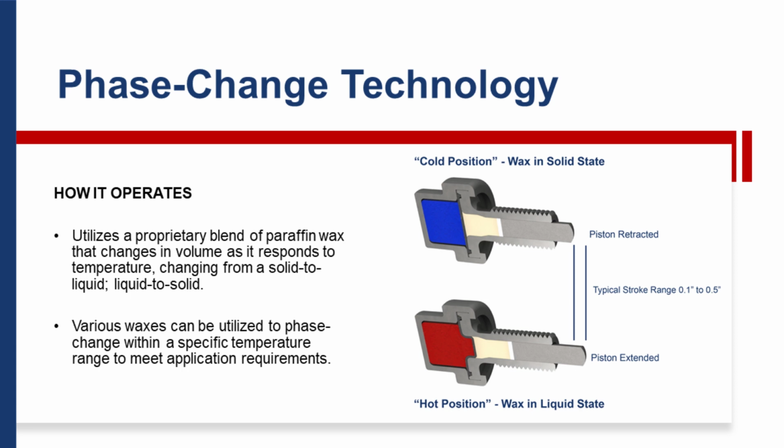Various waxes can be used to phase change within a specific temperature range to meet application requirements, simply by changing the wax composition that you're using. As you can see on the right in the illustration, in the cold position, the wax, in blue, is of course held back by a diaphragm. It's in its retracted state. Once the temperature is raised to within the active region of that wax, the wax starts to change from a solid into a liquid, and when it's fully liquid, it will extend out, depending on the actuator, from a typical stroke range, as you can see there, of 0.1 inch to 0.5 inches.